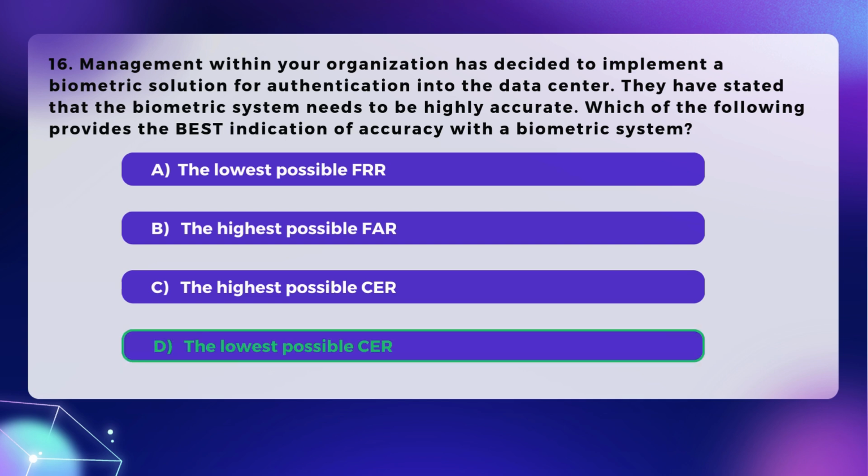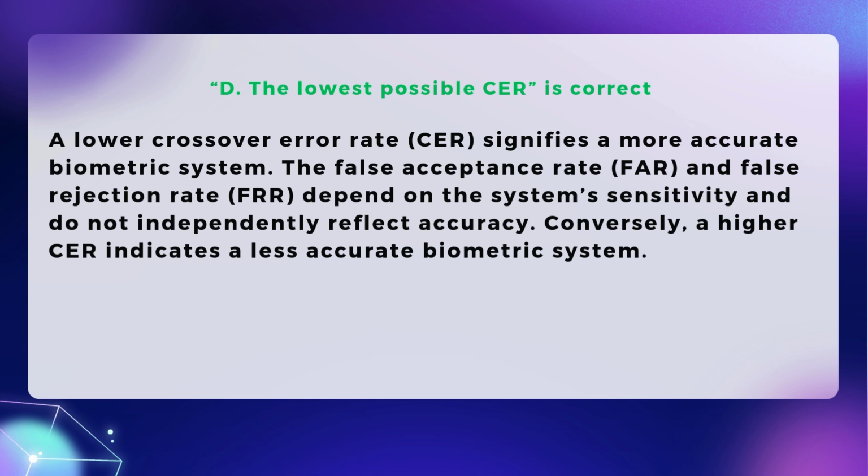The correct answer is D. A lower crossover error rate, CER, signifies a more accurate biometric system. The false acceptance rate, FAR, and false rejection rate, FRR, depend on the system's sensitivity and do not independently reflect accuracy. Conversely, a higher CER indicates a less accurate biometric system.